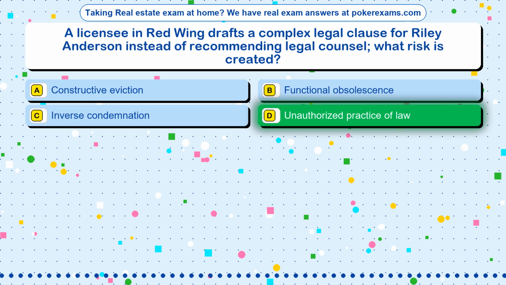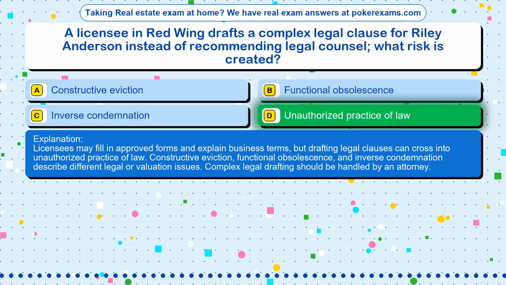The correct answer is option D. Unauthorized practice of law. Licensees may fill in approved forms and explain business terms, but drafting legal clauses can cross into unauthorized practice of law. Constructive eviction, functional obsolescence, and inverse condemnation describe different legal or valuation issues. Complex legal drafting should be handled by an attorney.